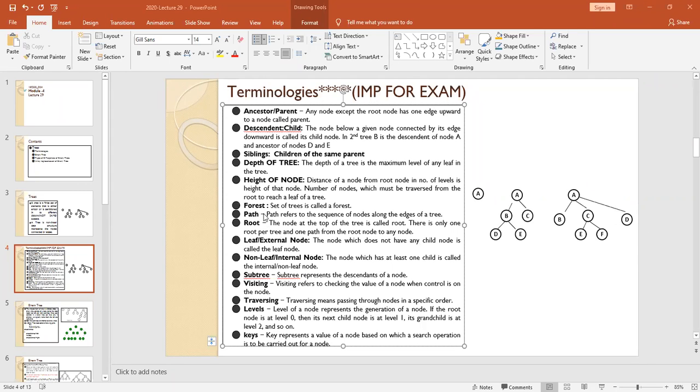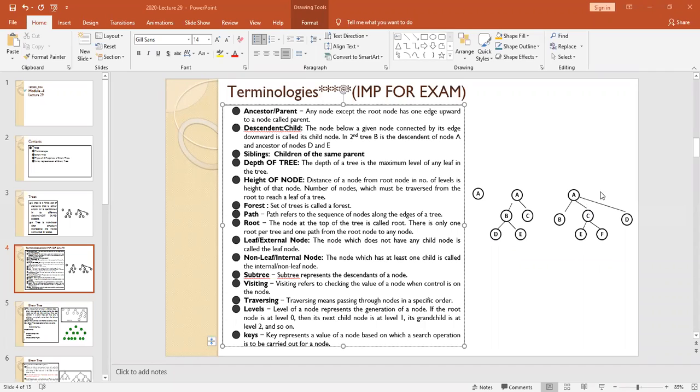Now come to the next one, path. Path refers to a sequence of nodes along the edges of the tree. That means path shows the directions. Consider the example A to D. What is the path from A to D? It is A to B and B to D. What is the path from A to E? It is A to B and B to E.